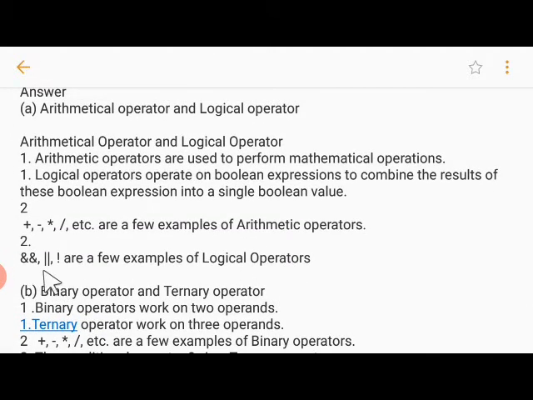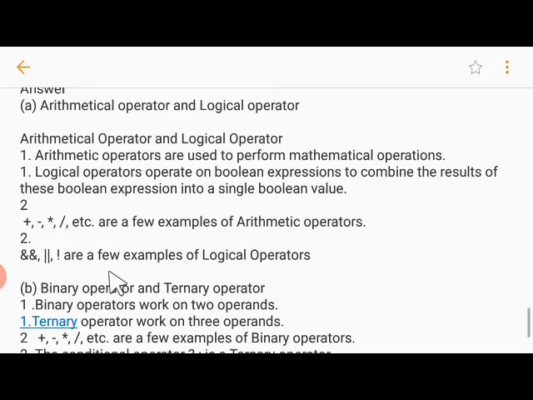Now logical operators are the ampersand sign twice, this is logical AND, twice the pipe sign, this is the logical OR, and then this sign is logical NOT. So three logical operators are there in Java.